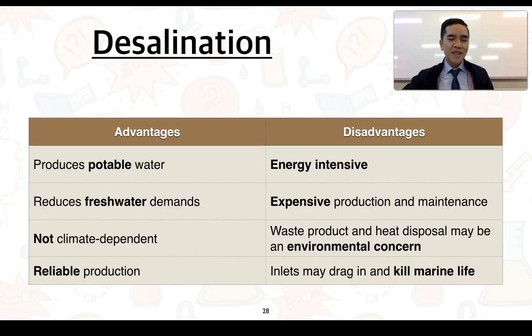The construction of the desalination plant was relatively controversial, and that's because desalination plants themselves have advantages as well as disadvantages. If we look at the advantages first, we know that they can produce potable water. It also reduces the demands on fresh water. Another benefit is that it's not dependent on climate, so things such as rainfall. And it does end up producing a reliable source of fresh water or potable water.